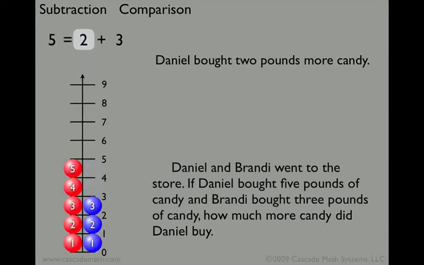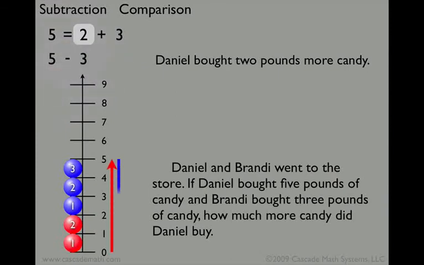Let's look at another way of solving this problem. If I took the pounds of candy Daniel has and subtracted the pounds of candy Brandy has, it would tell me how much more candy Daniel bought. 5 minus 3 equals 2. Daniel bought 2 pounds more candy.